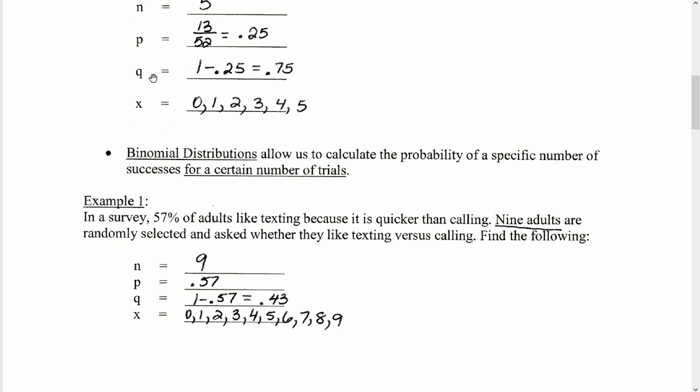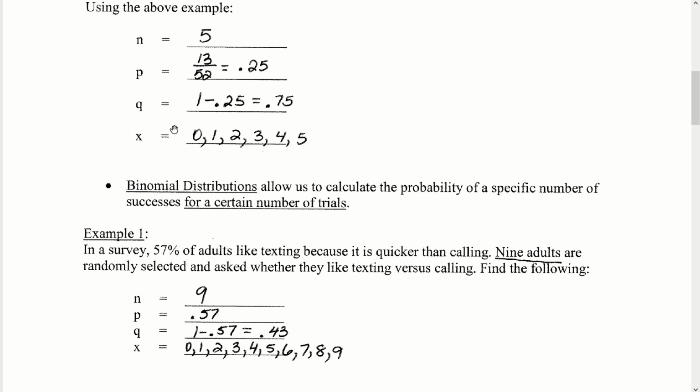We will label the probability of failure as q. q can always be found by doing 1 minus p, because after all, the complement of being successful would be being unsuccessful, which means to fail. So q will always be 1 minus p. In this case, that's 1 minus 0.25, which is 0.75.